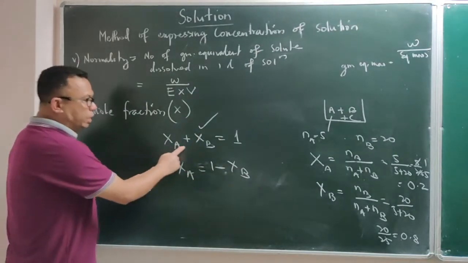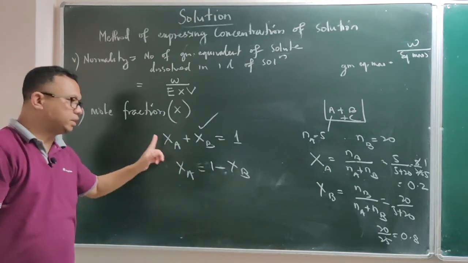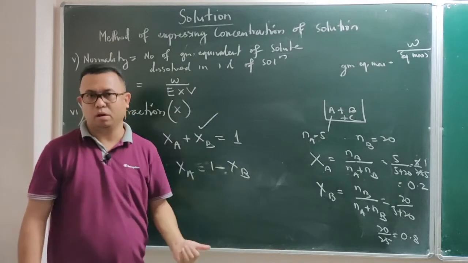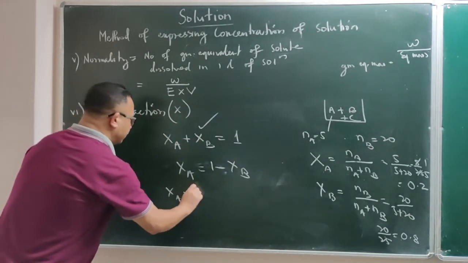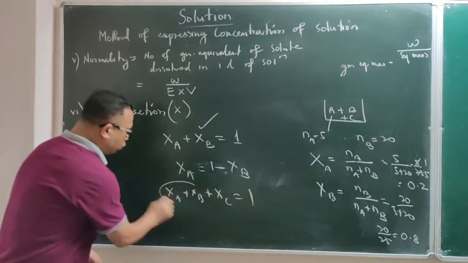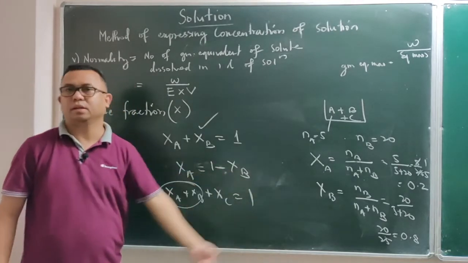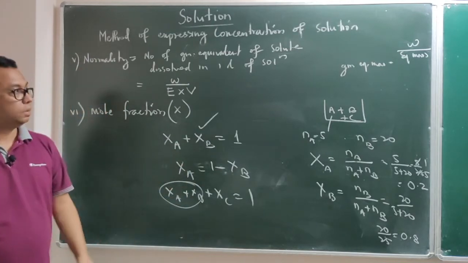So that is why, only when 2 components are present, if you know the mole fraction of one, the other can be easily calculated by subtracting it from 1. If 3 are present, XA plus XB plus XC is also equal to 1. So if you know 2 of them, the third one can be calculated. Add these 2, take it to that side, subtract, and you will get the third one. This is your mole fraction.